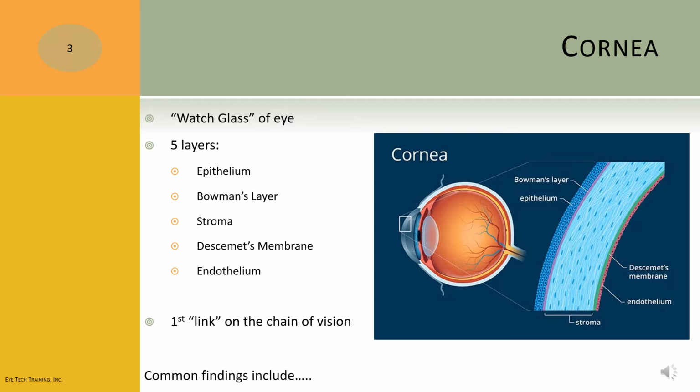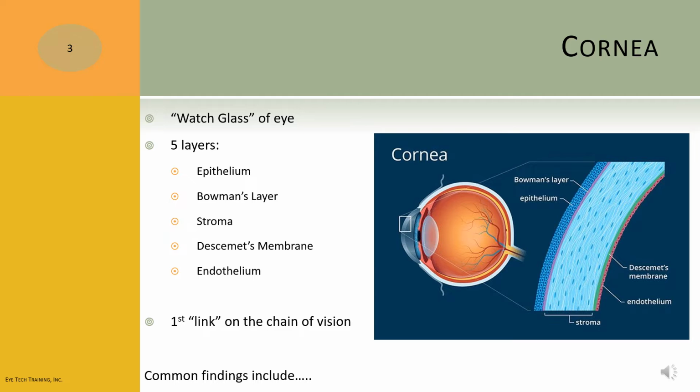Underneath the epithelium, we have Bowman's layer, followed by the stroma. The stroma is the thickest layer of the cornea. If a patient has an injury to the cornea and it's a deep enough injury to affect the stroma, it doesn't heal like the epithelium, it scars. So unfortunately, if a patient sustains an injury across their central cornea and it's a deep injury affecting the stroma, they will have a central opacity that they will not be able to see through because the stroma has scarred. The 2 innermost layers of the cornea are Descemet's membrane and the endothelium.